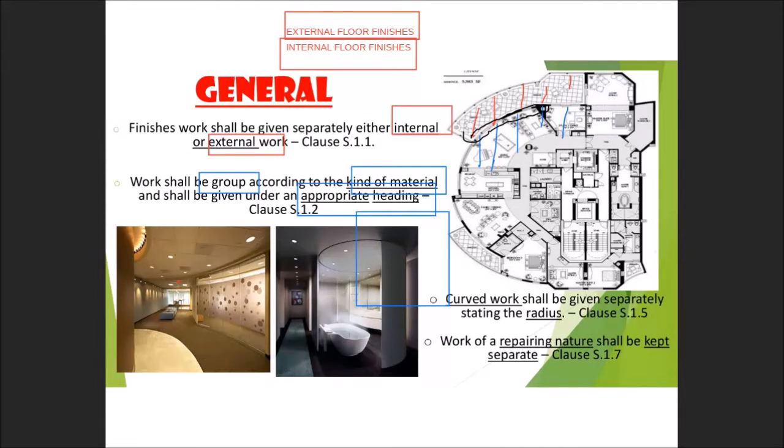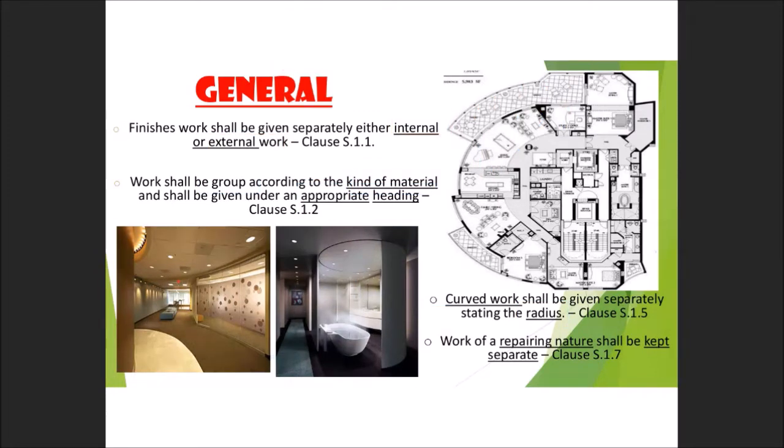Okay. Once you have the curve work, it shall be given separately, stating the radius. A lot of students measure the curve work separately, but they forget to write down the radius. And some students also forget to write down the curve separately because they have similar specification. For example, if I refer to this category, this is the curve work. Let's say it has similar specification as this one. Can you combine? Both are maybe internal because this is the brick wall, for example. Can you combine? The answer is no, just because we are referring to this clause.